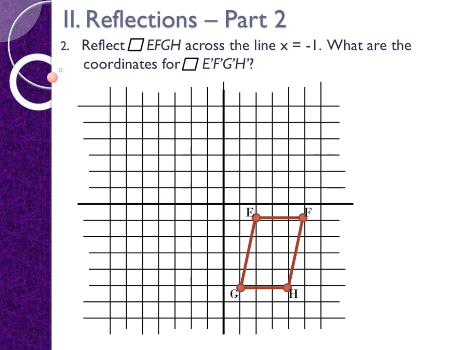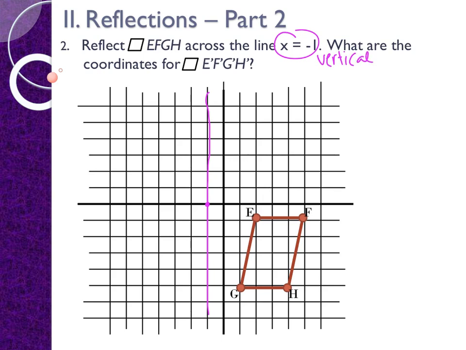Reflect parallelogram EFGH across the line x equals -1. What are the coordinates for parallelogram E prime, F prime, G prime, and H prime? So x equals -1. So I'm going to go to -1 here. And my line of reflection is going to be vertical here. Okay. The last one, it was horizontal. This one's going to be vertical.